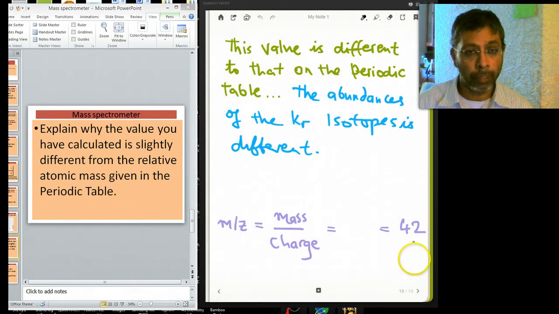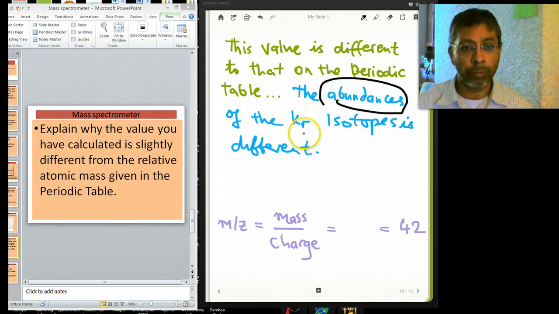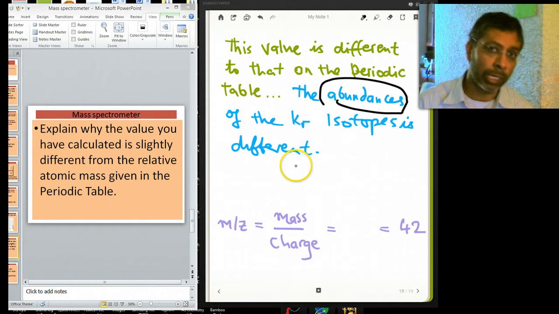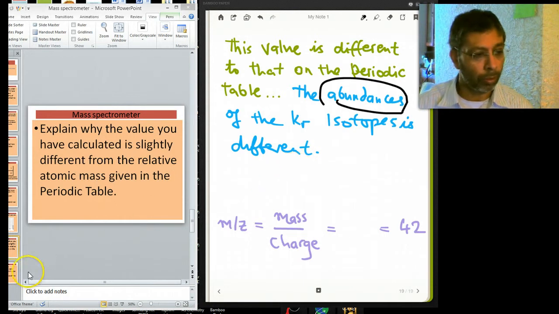Here we are. This value is different to that on the periodic table because the abundances of the krypton isotopes is different from the meteorite to what you find on Earth. Okay.